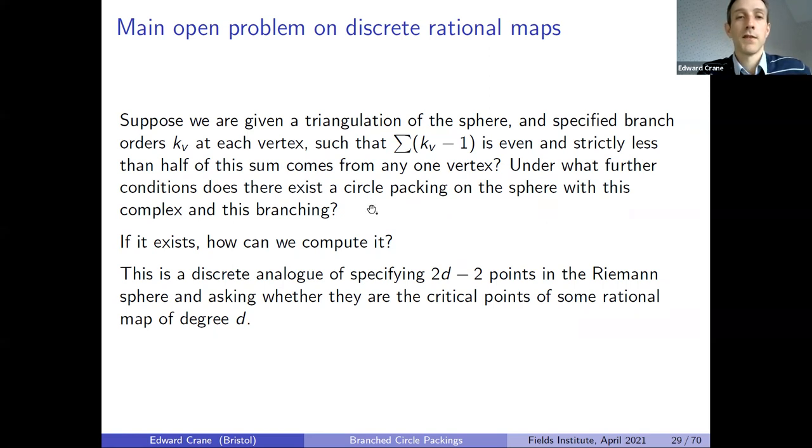And the second question is, if it does exist, how can you compute it? And maybe the answer to those will be the same answer, because if you gave an algorithm, then you would get existence. So this is the discrete analog of a slightly different problem than the one we just talked about. If you specify 2d minus 2 points in the Riemann sphere and ask, are those the critical points of some rational map of degree d? And if so, how many rational maps? It's that problem.